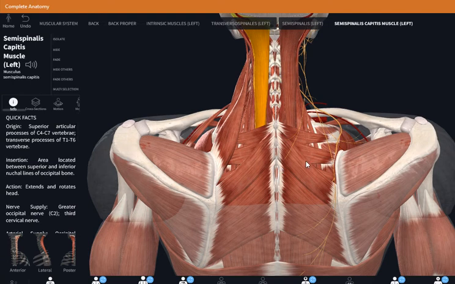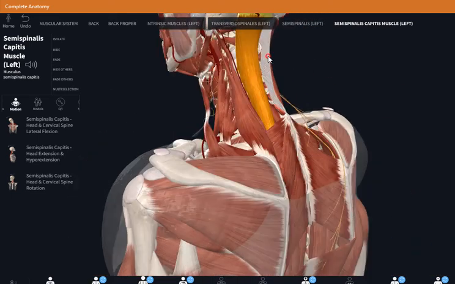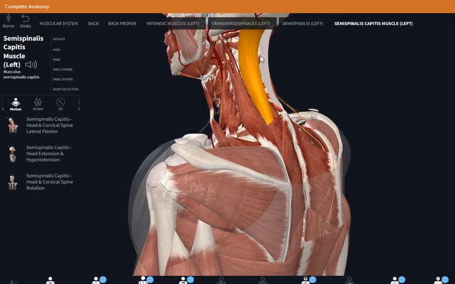Now, having seen the different parts involved, you can find the motion. The motion can be lateral flexion, head extension, and head cervical rotation. But the most prominent motion, since it's located posteriorly, will be the first one. It's going to move like this. So you have this extension. Let's visualize the head extension.